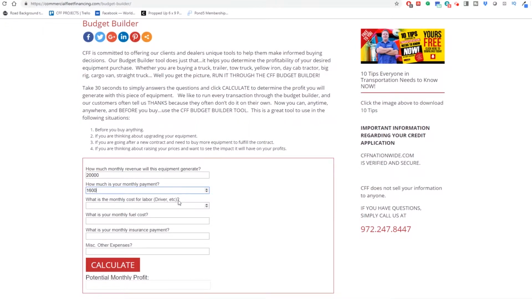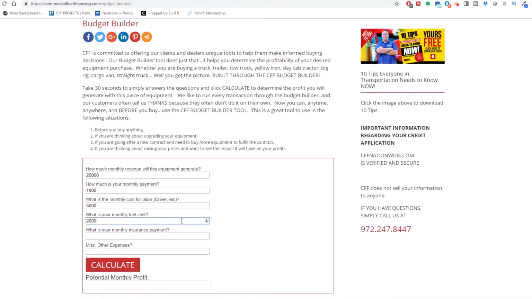The third field is how much are you going to pay for your driver to drive this piece of equipment. Now, your business is going to be different, but for an example, we want you to put in, say, $5,000 a month in your cost of a driver. The next field is how much are you going to pay for fuel per month to generate the $20,000 in revenue, and we want you to use $2,000 a month right there.